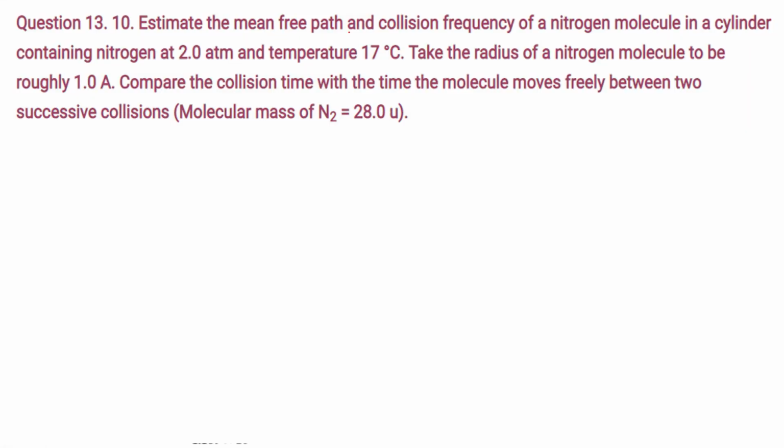Estimate the mean free path and collision frequency of a nitrogen molecule in a cylinder containing nitrogen at 2 atmosphere and temperature is given as 17 degrees centigrade. We have to take the radius of a nitrogen molecule to be roughly 1 Angstrom, 10 to the power minus 10 meter. Compare the collision time with the time the molecule moves freely between two successive collisions. See, molecular mass of N2 is given as 28 units.